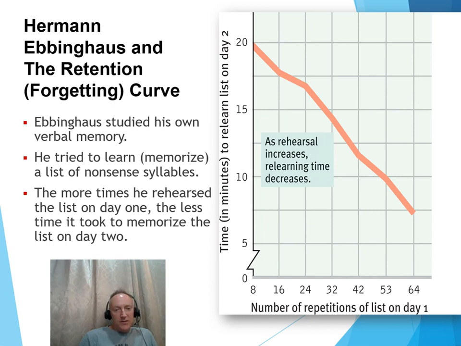Once he came up with this list of nonsense syllables, he kept careful track of how many times he would have to rehearse it until he was able to recall all of the words accurately. And he graphed it out, and he demonstrated some things scientifically that we now sort of take for granted with memory, but he was the first person to give us scientific proof for how we learn and also how we forget.